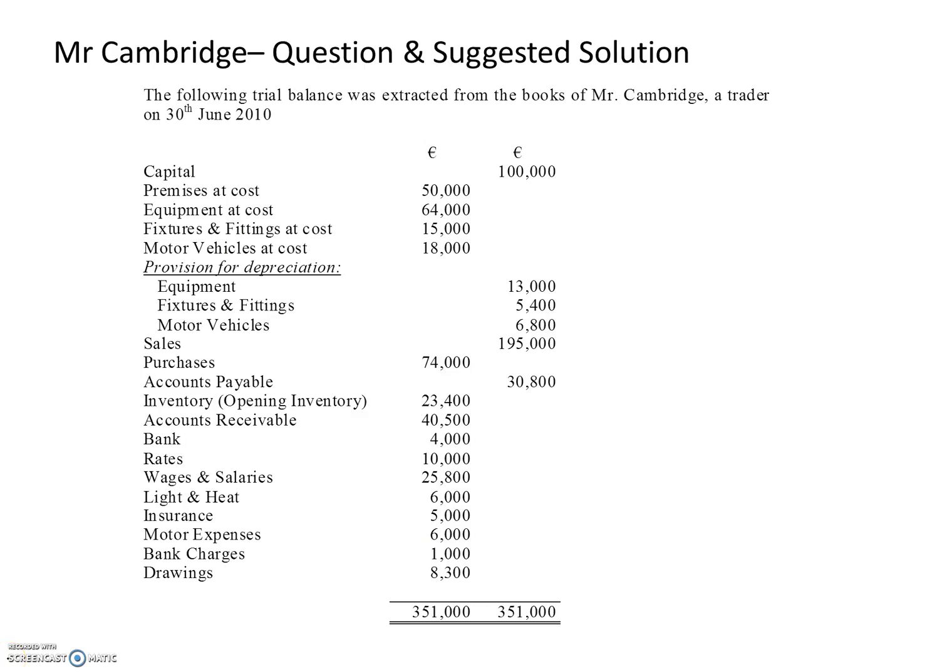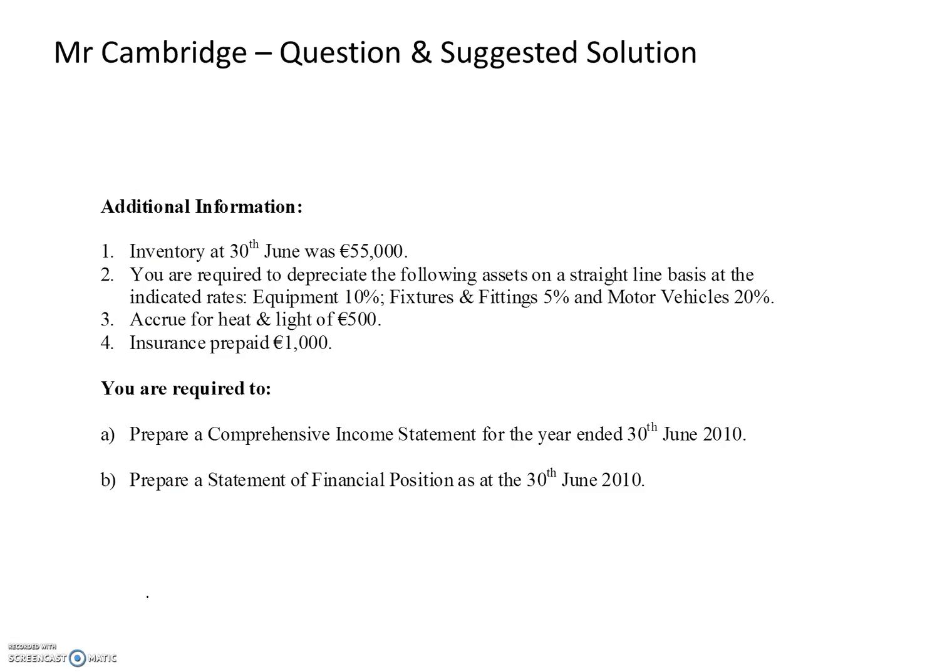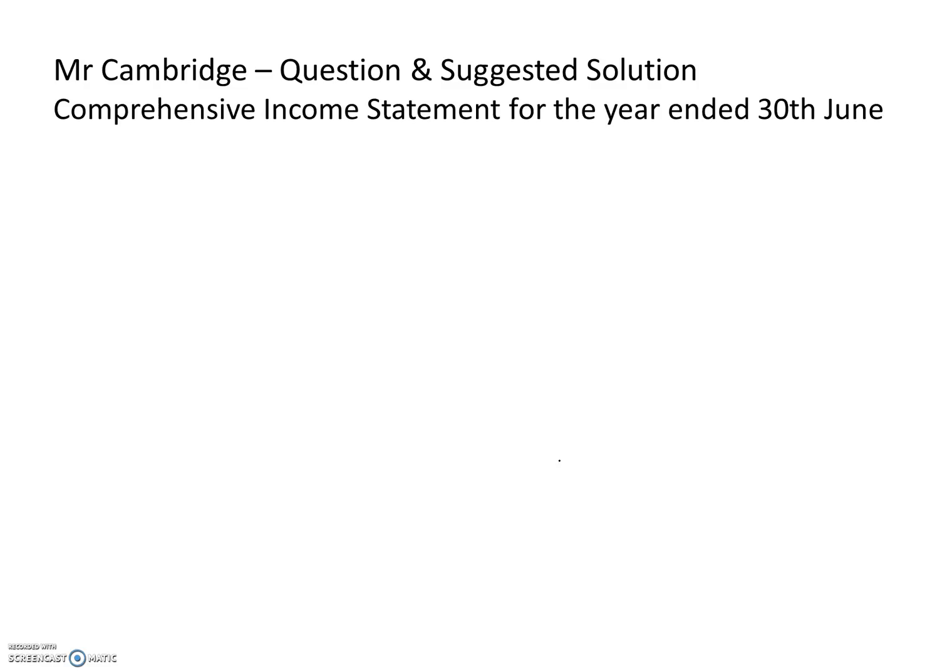In the first video tutorial we reviewed the question. We discussed the different elements that appear in the trial balance, and we discussed the adjustments and how we deal with them. Now we will look at producing the income statement for the year ended 30th of June 2010. Do remember, an income statement is for the year ended. So starting off, we're going to produce now the income statement.